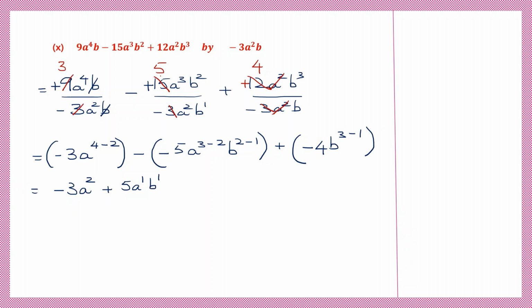Then here I have a plus sign before the bracket, so the sign of the term inside will not change. So I'll write minus 4, b to the power of 3 minus 1 is 2. So let's write our final answer clearly. Minus 3a square plus 5ab minus 4b square. So this is our answer.